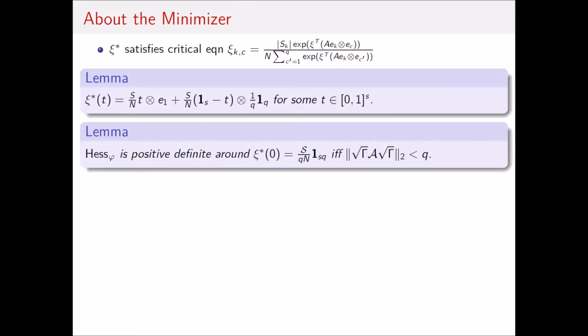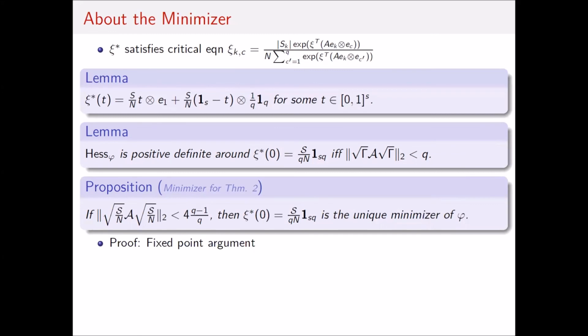The first fact that should be clear from the picture, at least, is that the Hessian is positive definite around the uniform vector if and only if the spectral norm is smaller than this threshold q. Then if the spectral norm is smaller than 4(q-1)/q, then this is the unique minimizer of phi, which we can prove by using a fixed point argument.